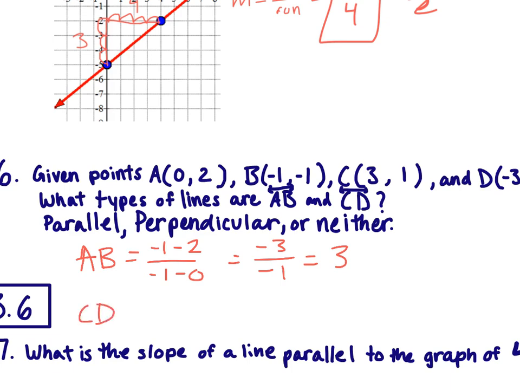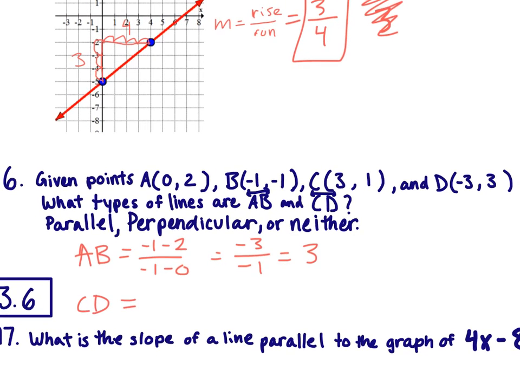Now let's find the slope of CD. y2 would be 3 minus y1, which is 1, over x2, negative 3, minus x1, which is 3. So we get 2 over negative 6, which simplifies to negative 1/3.